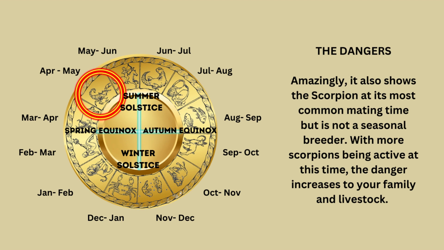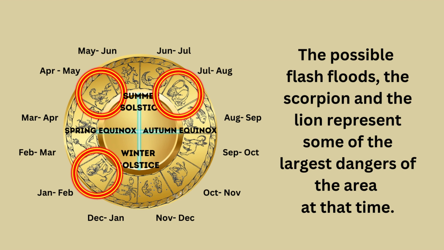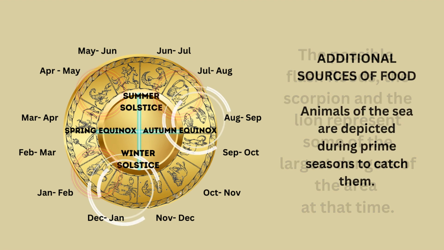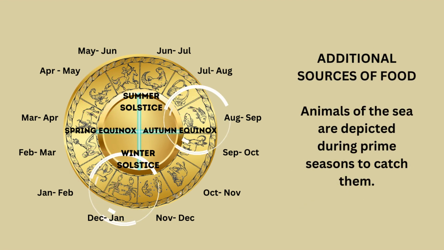The dangers. Amazingly, it also shows the scorpion at its most common mating time, but it is not a seasonal breeder. With more scorpions being active at this time, the danger increases to your family and livestock. The possible flash floods, the scorpion and the lion represent some of the largest dangers of the area at that time. Additional sources of food.